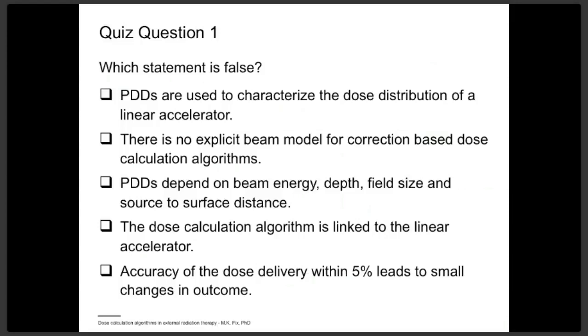Okay, thank you. We can get back to our poll. Hopefully everyone had a chance to weigh in. Could you go over the answer? Oh, yes. Okay. The majority have hit the right answer. It's the accuracy of the dose delivery within 5% leads to small change in outcome. We have seen that already a plus minus 5% could change it at a 25% level, which is not really small.